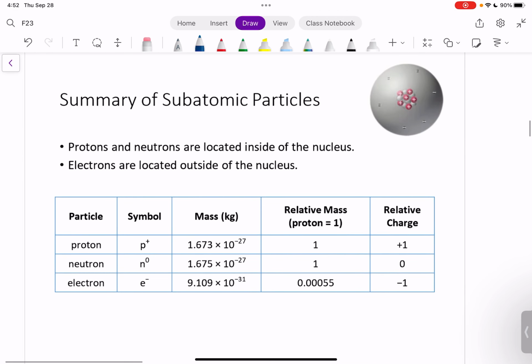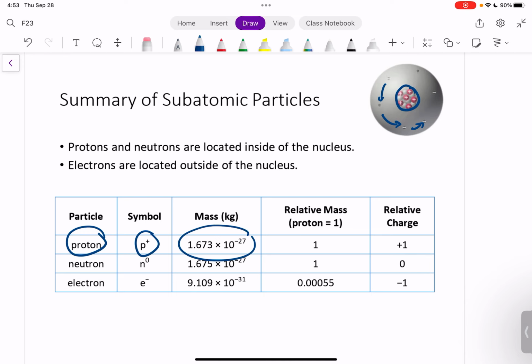So let's do a quick summary of these subatomic particles because I know that's quite a bit of information. So just to recap, protons and neutrons are located inside the nucleus, and electrons are orbiting around the nucleus, like so. We talked about protons, neutrons, and electrons. Each of those particles, they actually have symbols. So instead of writing out proton every time, scientists will often abbreviate the proton as P plus, right? Why the plus sign? Yeah, because protons are positive, right?